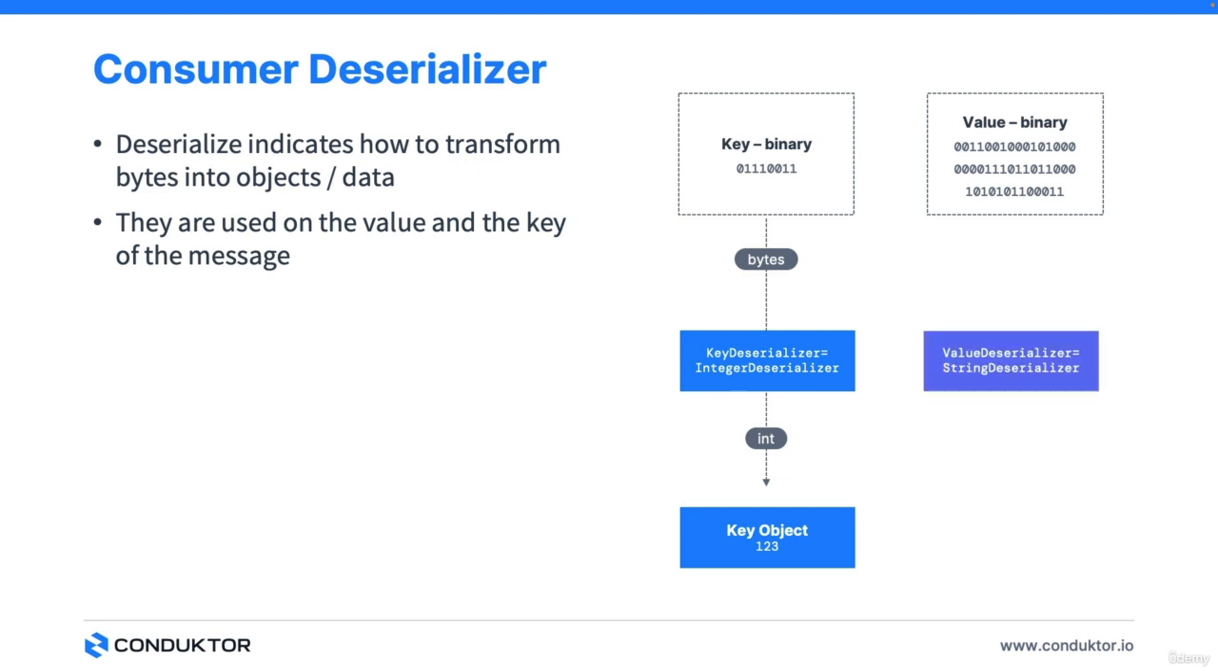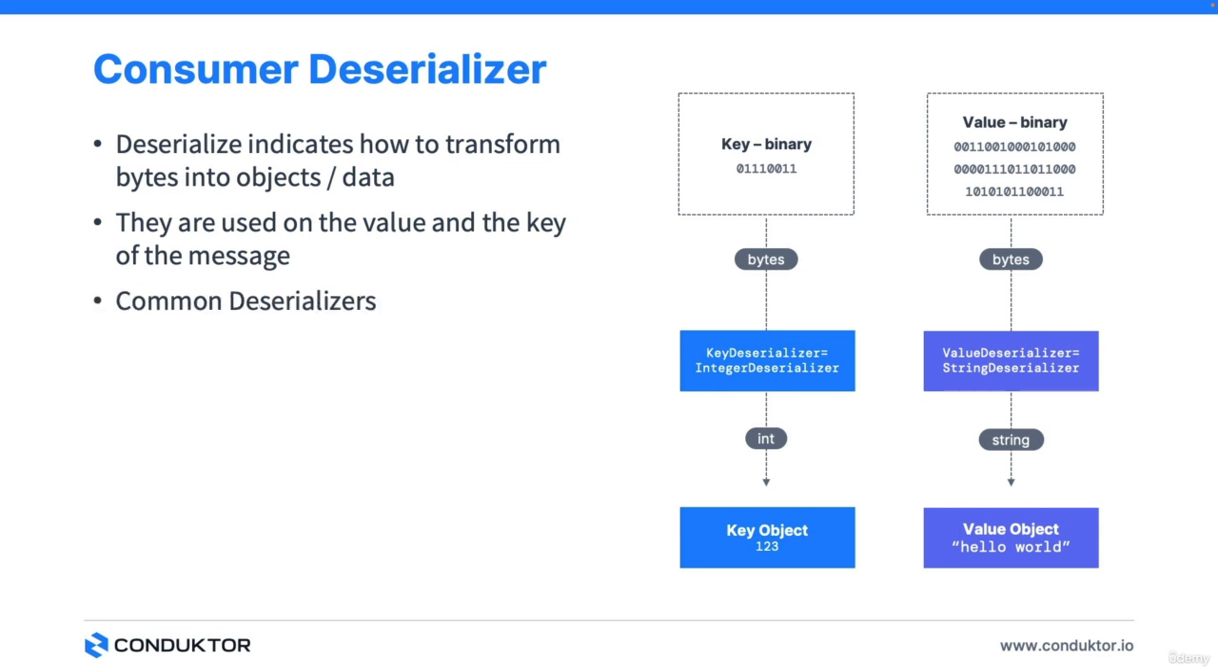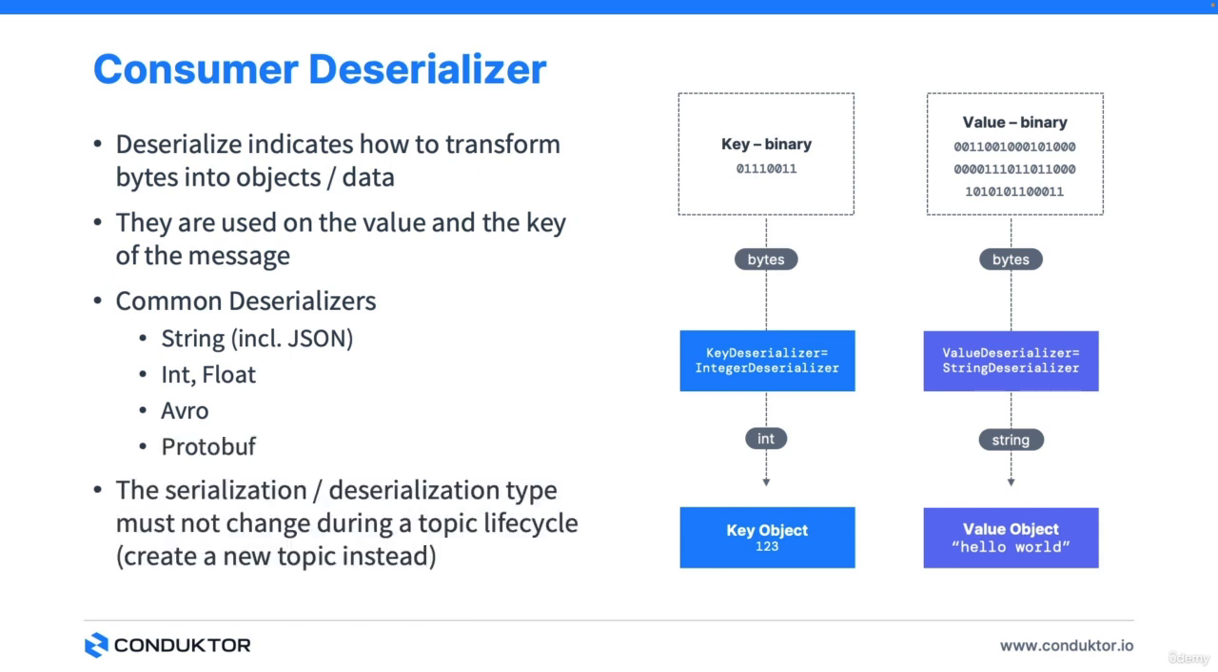Same for the value. We know that we need a deserializer of type string because this is what we expect to be in this Kafka topic. And therefore, this deserializer is going to take bytes as an input and then create a string out of it. So we're going to get back our value object, hello world. Obviously, deserializers are bundled with Apache Kafka, and they can be used by your consumers. So it could be for string, including JSON, integer, floats, Avro, protobuf, and so on. And as we see, we have a process of serializer at the producer side and deserializer at the consumer side. And the consumer needs to know in advance what the expected format for your key and your value is.